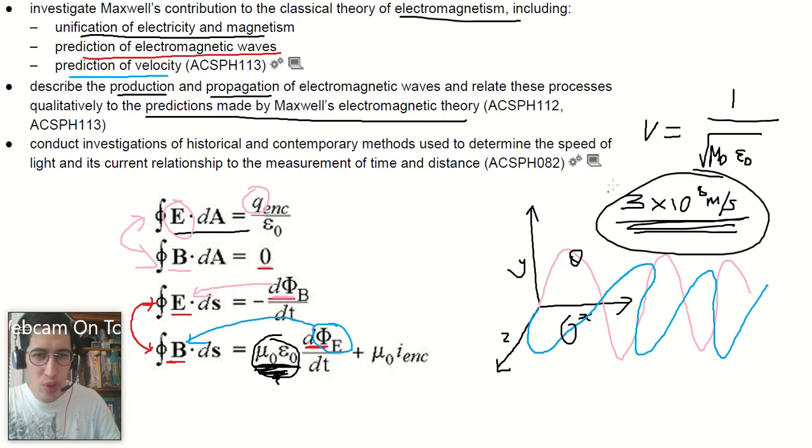So how did he know that it was similar to the speed of light? How had people calculated this before? And this is the third dot point we've got here. What are the historical and contemporary ways that we measure the speed of light?